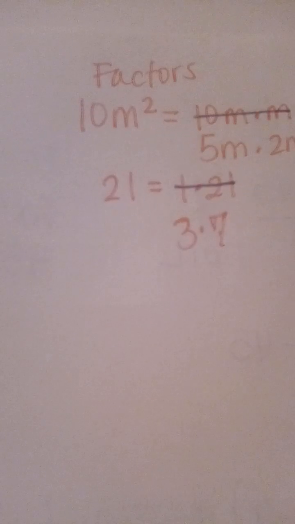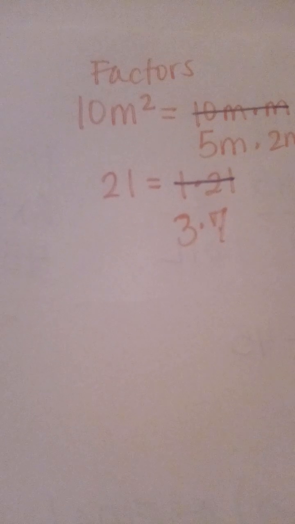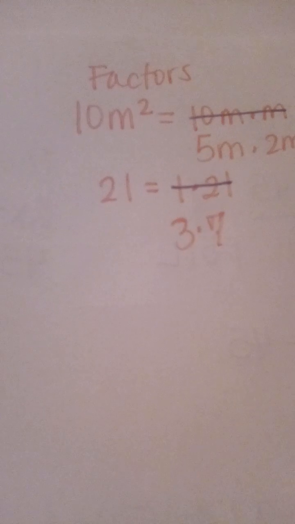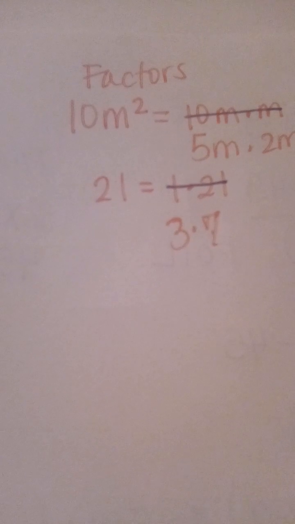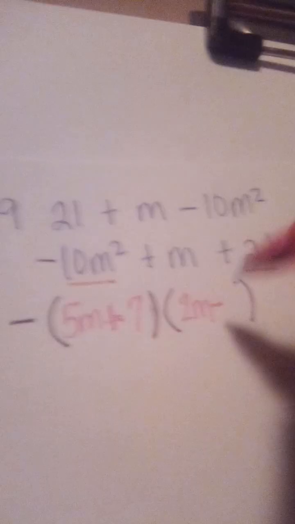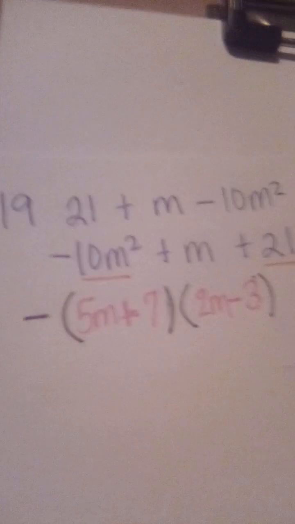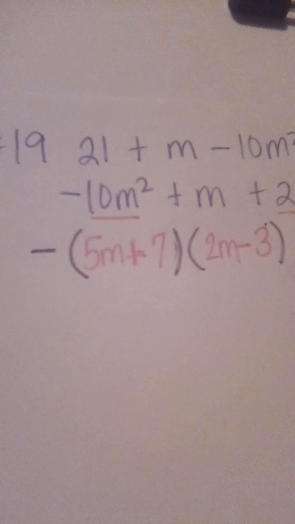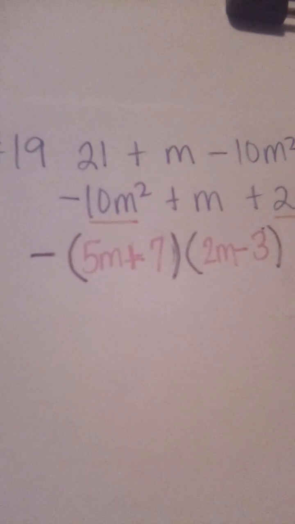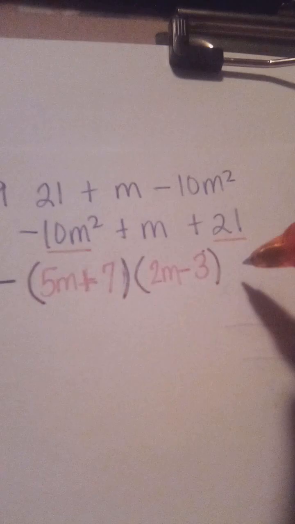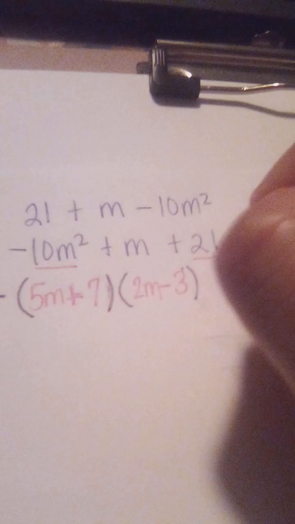Let's look at the 21. Which one goes in the positive part, the 3 or the 7? Let's try the 7. All right, we have it set: 5m plus 7 and 2m minus 3 as our factors. In order to make this work, we have to use FOIL.